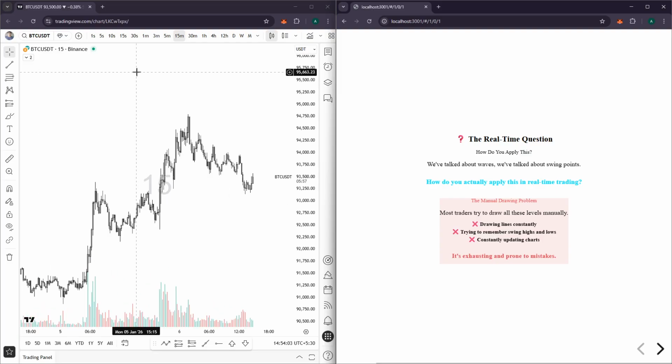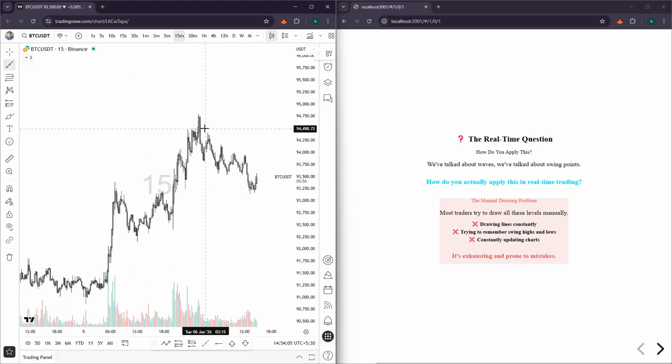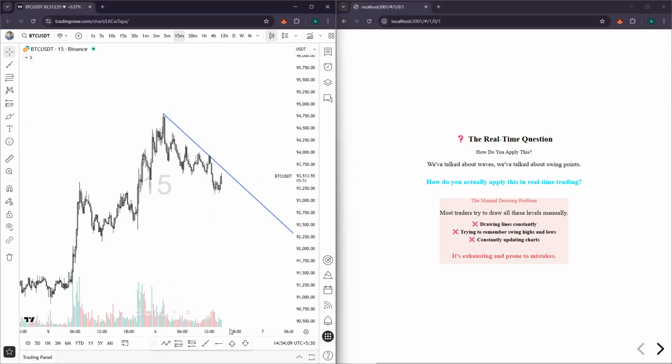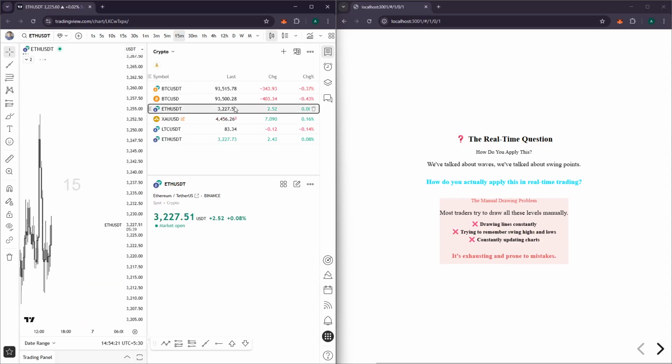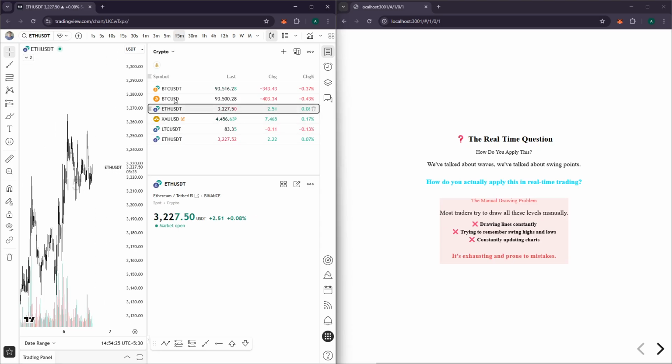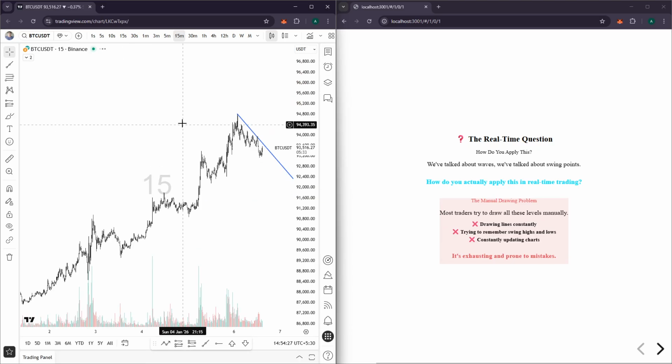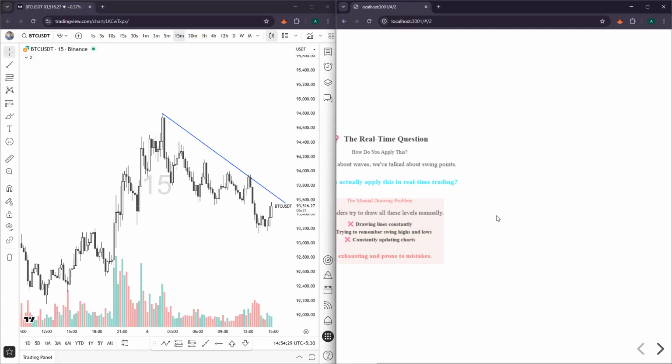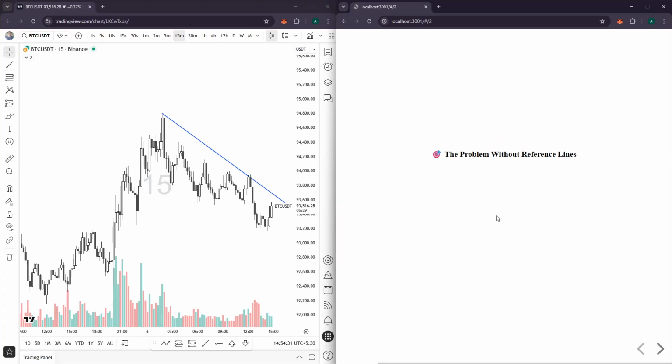If I come here and draw these lines, this line is only valid for this chart, Bitcoin 15 minutes. If I go to a different chart, this chart will change, and then I have to do the analysis again. If I come to Ethereum, it's a different chart. So how do we solve that?